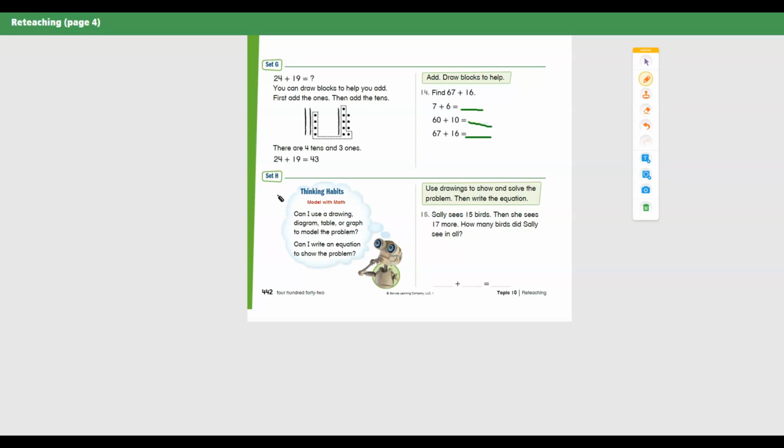Number 15 says, Sally sees 15 birds. Then she sees 17 more. How many birds did Sally see in all? Use both numbers from our story problem to make an equation and solve for the total sum. Use drawings to show your work for how you would find how many birds Sally saw in all.